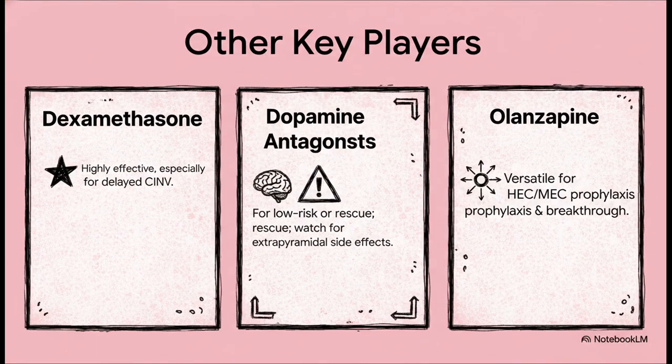Okay, let's round out our pharmacology with these other key players. Dexamethasone is a powerhouse, especially for delayed CINV, even if we don't fully understand how it works. Then you have the dopamine antagonists like prochlorperazine and metoclopramide. They're great for low-risk prevention or as rescue drugs, but you've always got to be on the lookout for those extrapyramidal side effects. And then there's olanzapine, this super versatile drug that hits multiple receptors and has carved out a huge role in both prophylaxis and for treating breakthrough symptoms.